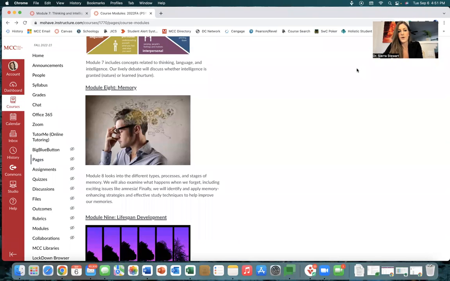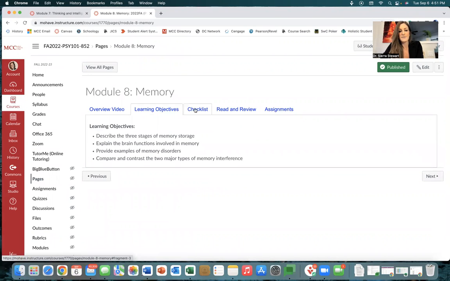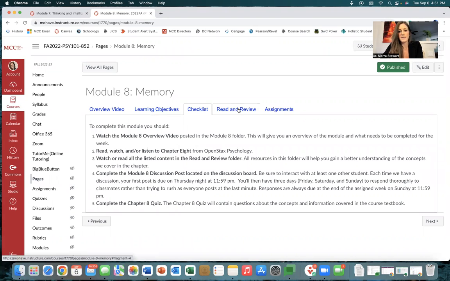This module, we're going to be going over memory, so we can test how good your memories are. Hopefully they are better than you think, or maybe they're not as good as you think, and then we can kind of talk about that too. I'm going to click into Module 8 here. Your learning objectives and your checklist are there as always.